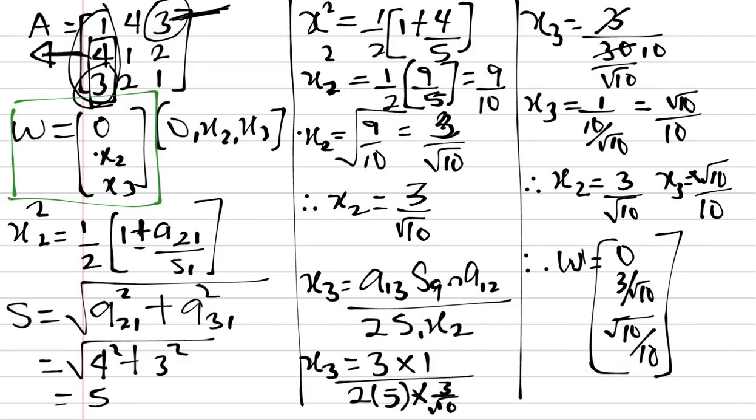Now we are just getting started. I think you don't need to be tired. This is the interesting part now. So we have our w already. Our w is 0, 3 over root 10, and then root 10 over 10. Are you seeing that now?